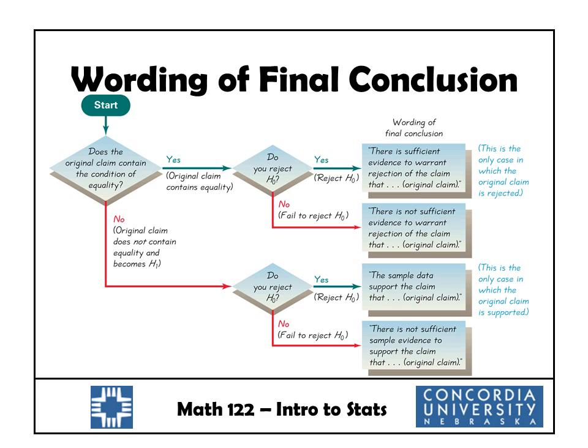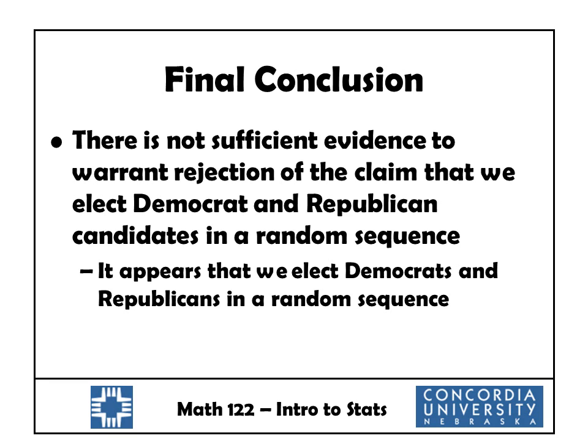Now word the final conclusion the same way that we've always done. In this case the original claim did not have any equal sign or any other inequality sign. However, the claim and the null hypothesis are the same, and so we're going to go to the right. Yes, in this type of test we're always going to go to the right. So do we reject the null hypothesis? No, we did not. So there is not sufficient evidence to warrant rejection of the claim that we elect Democrat and Republican candidates in a random sequence. So it appears that we elect Democrats and Republicans in a random sequence, as was originally claimed.